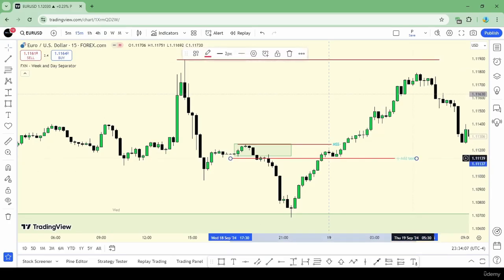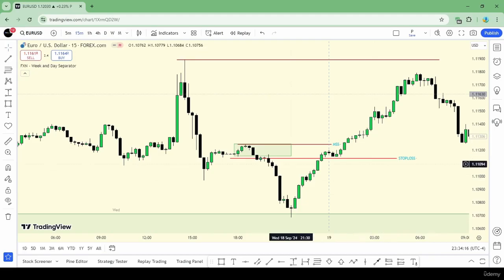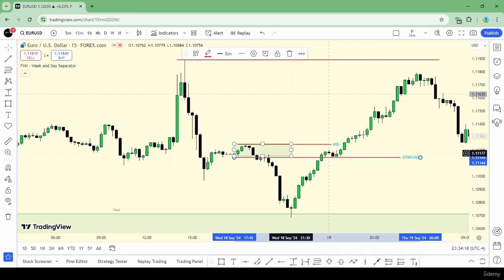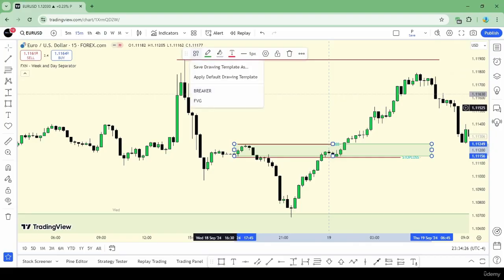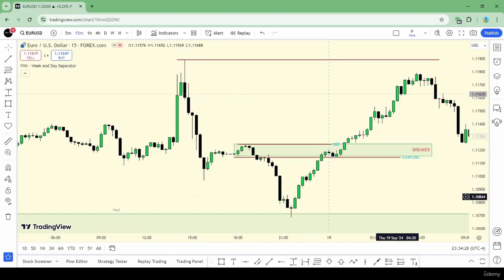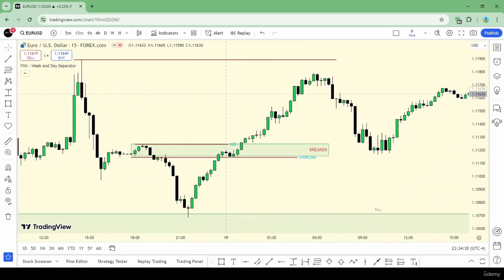So below this low, that is where we want to place our stop loss. So this is our stop loss below this low. So what we do, we extend. And what I said is we want a retest of this breaker during session zone, so either during London or New York.